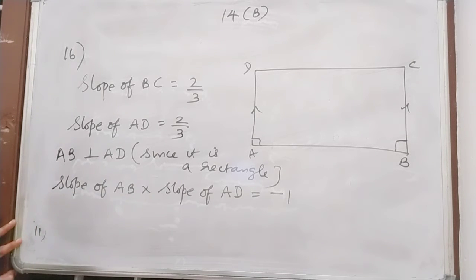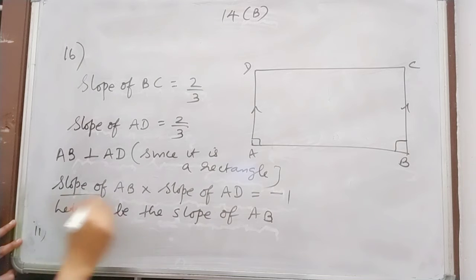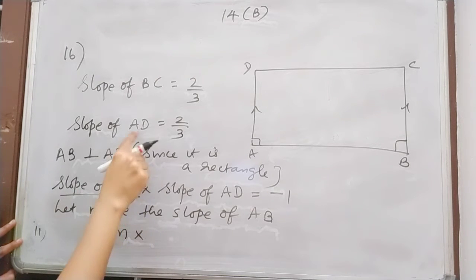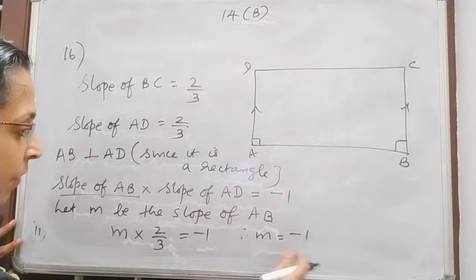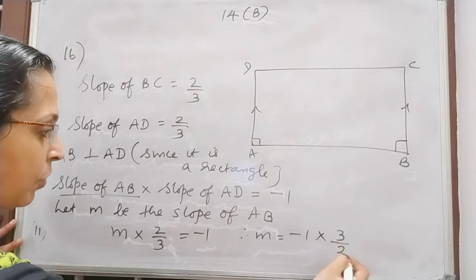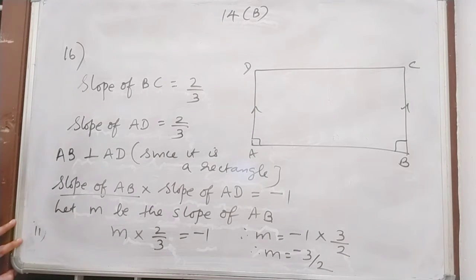We have to find the slope of AB. Let M be the slope of AB. So we can write M times the slope of AD, which is 2 by 3, is equal to negative 1. Therefore, M is equal to negative 1 divided by 2 by 3, so it will become 3 by 2. Therefore, M is equal to negative 3 by 2. That is, the slope of AB is negative 3 by 2.